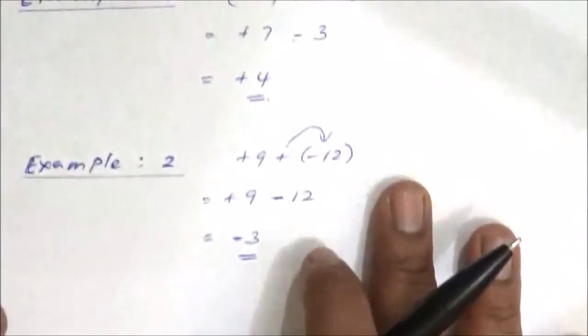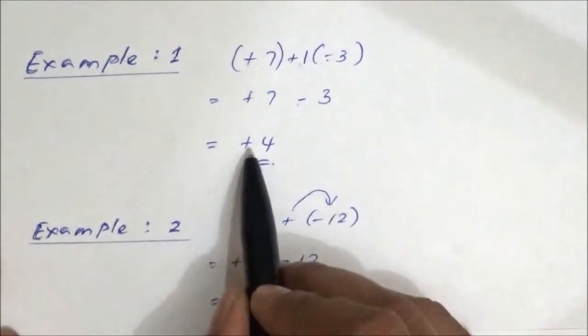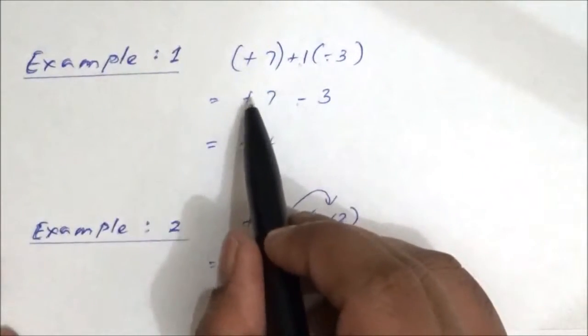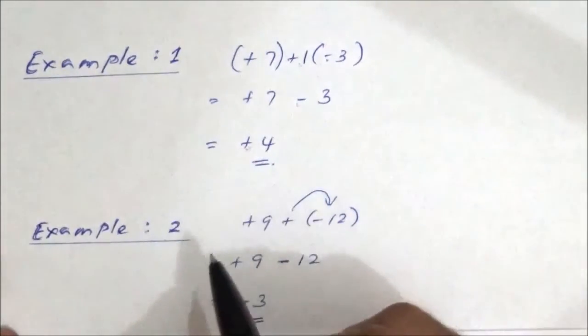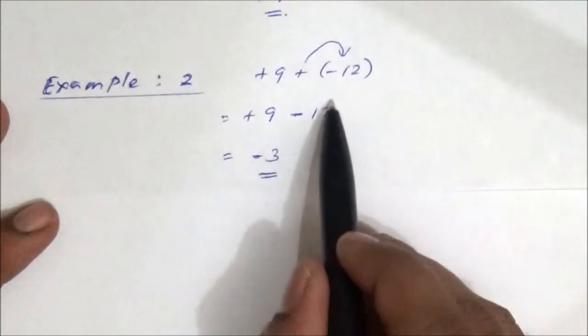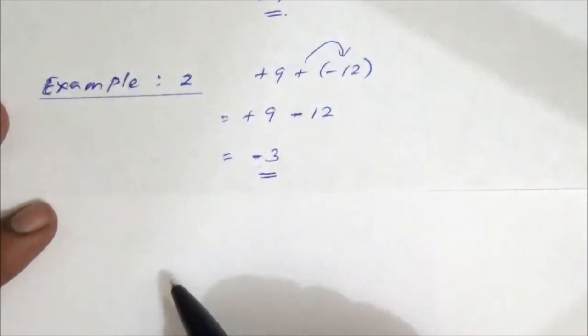Now look at the earlier example. Why is it positive here? Because 7 is the largest, so its sign is plus, that's why plus came. Then here why negative came? Because 12 is the largest number and it is negative, so that's why minus 3 came.